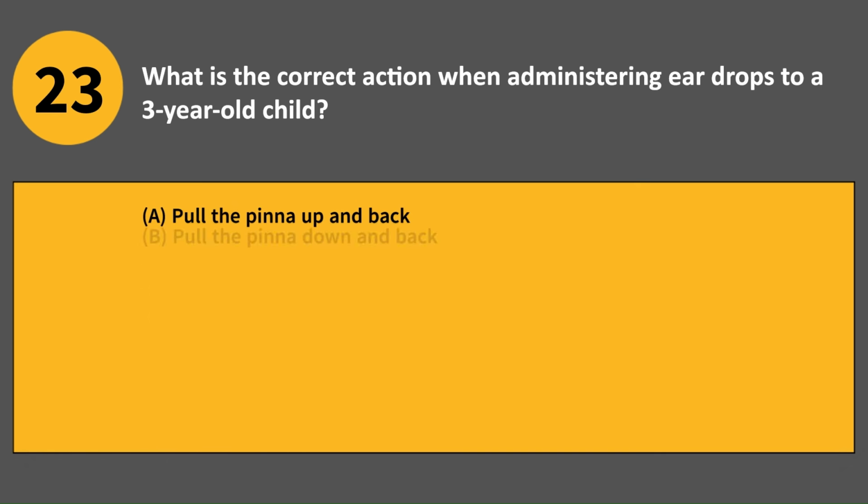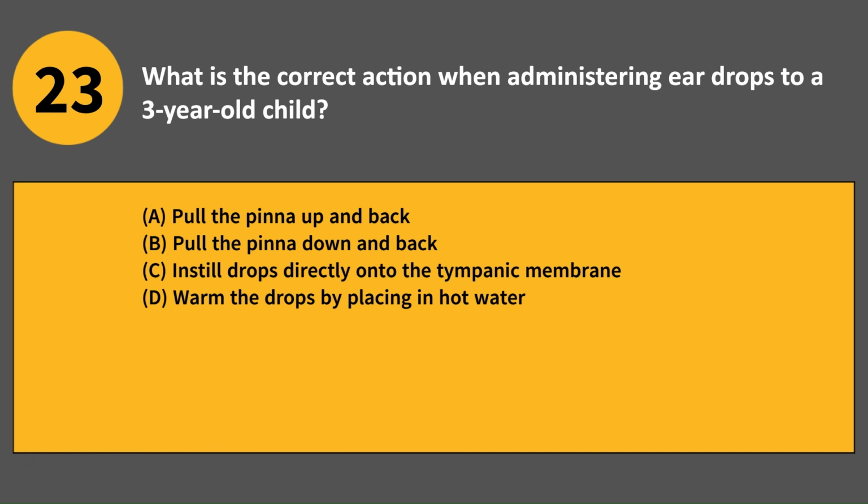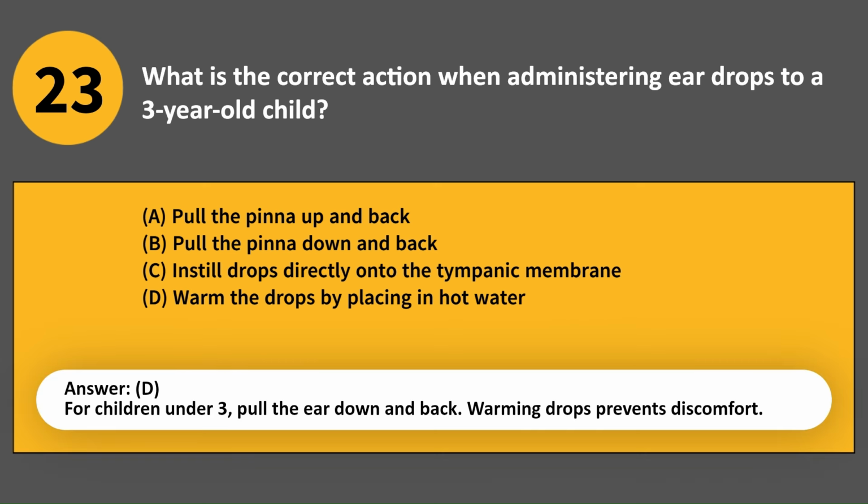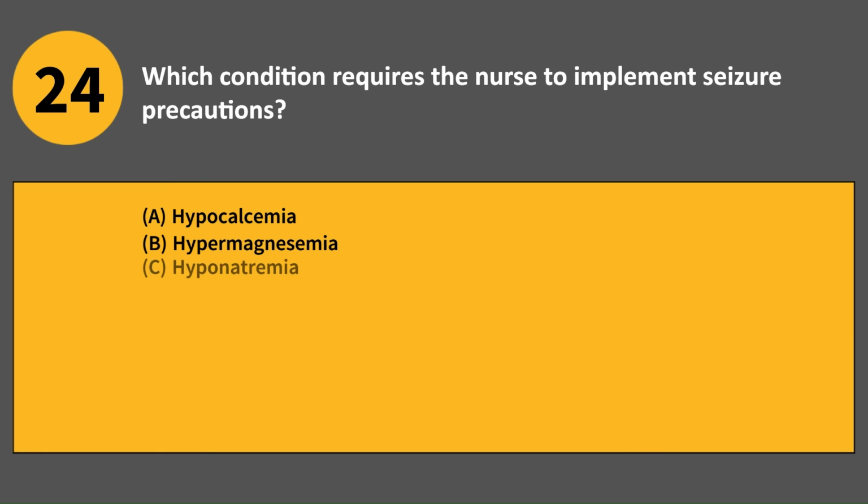What is the correct action when administering ear drops to a 3-year-old child? A. Pull the pinna up and back. B. Pull the pinna down and back. C. Instill drops directly onto the tympanic membrane. D. Warm the drops by placing in hot water. Answer D. For children under 3, pull the ear down and back. Warming drops prevents discomfort.